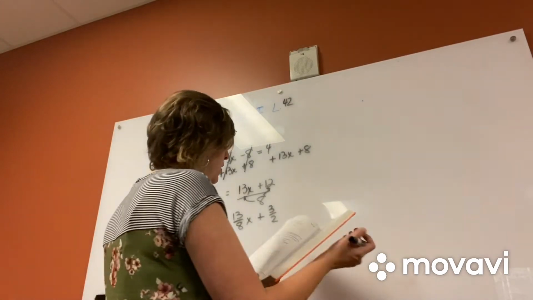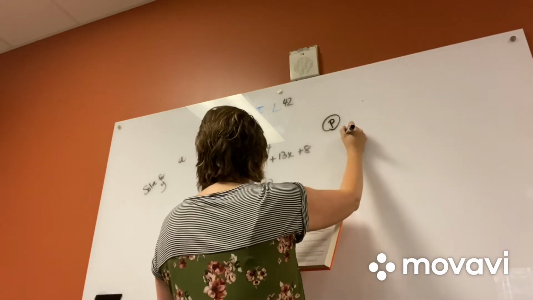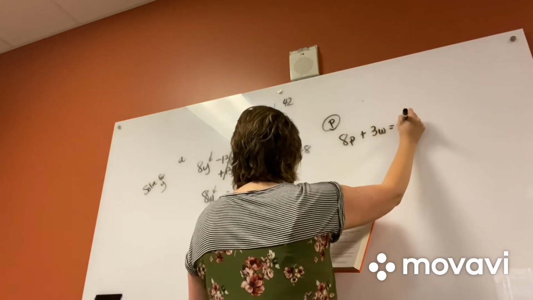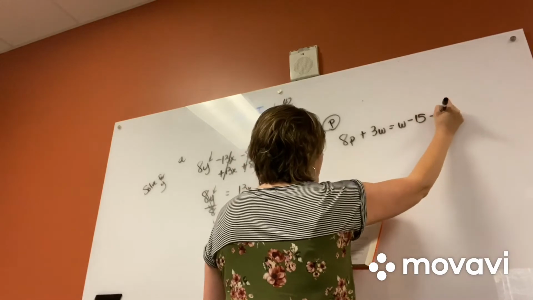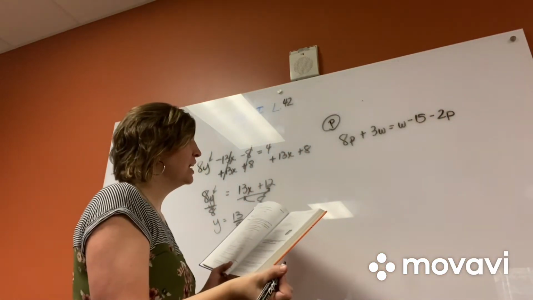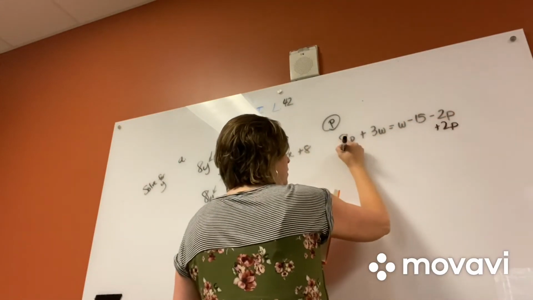Now, the next one says solve for p. So I'm going to circle p. That's what we're solving for. It says 8p plus 3w equals w minus 15 minus 2p. So we've got variables on both sides, but it's asking us to solve for p. So let's move this p over, plus 2p, plus 2p.